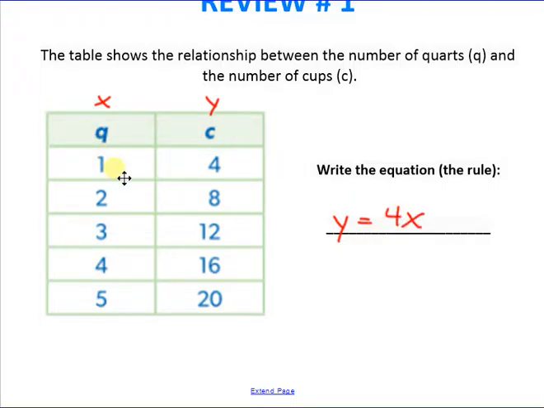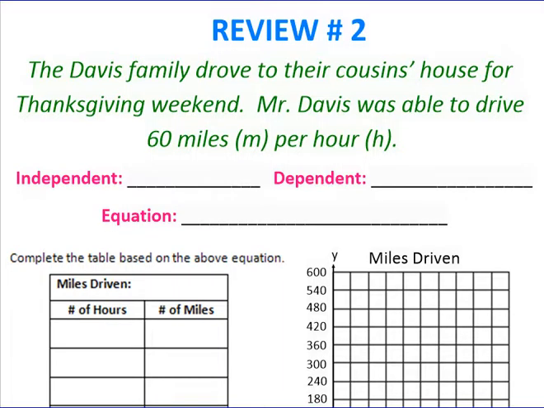But just to be sure, I'm going to check. 4 times 1 is 4. 4 times 2 is 8. 4 times 3 is 12. 4 times 4 is 16, and 4 times 5 is 20. So that checks out. All right, review number 2.